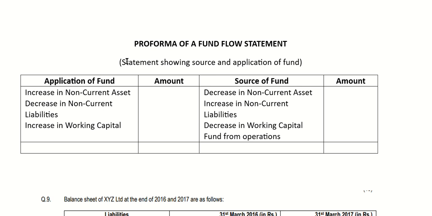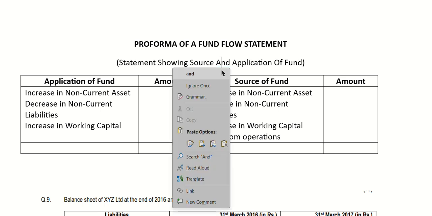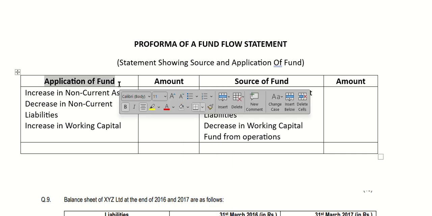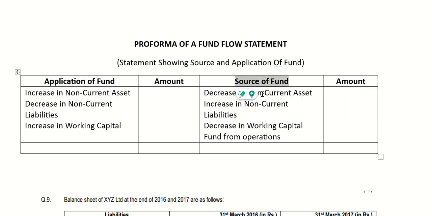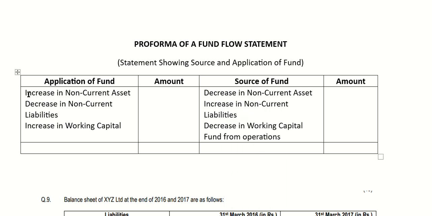It is otherwise known as the statement showing sources and application of fund, since that is the heading of this statement. Here we will write application of fund. Here we will write sources of fund. Remember, there is no such defined format for a fund flow statement. Still, we follow something to bring unity.